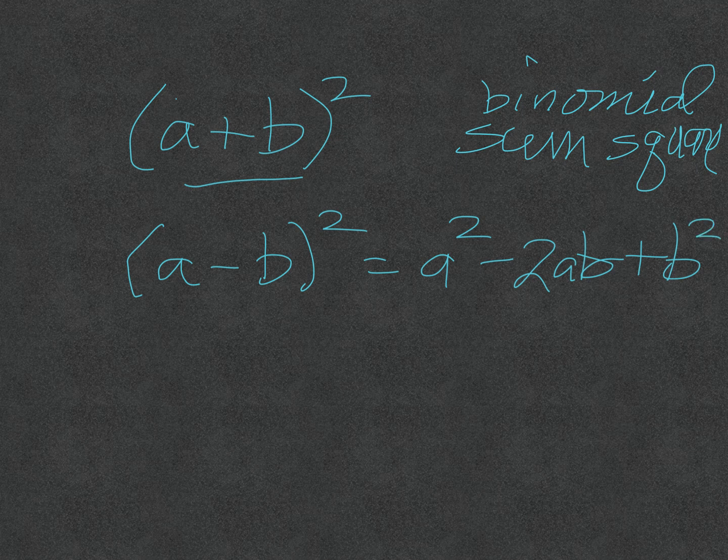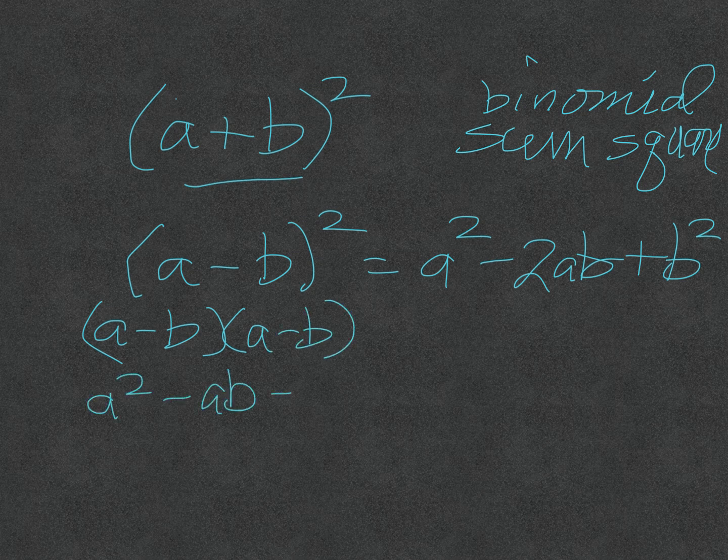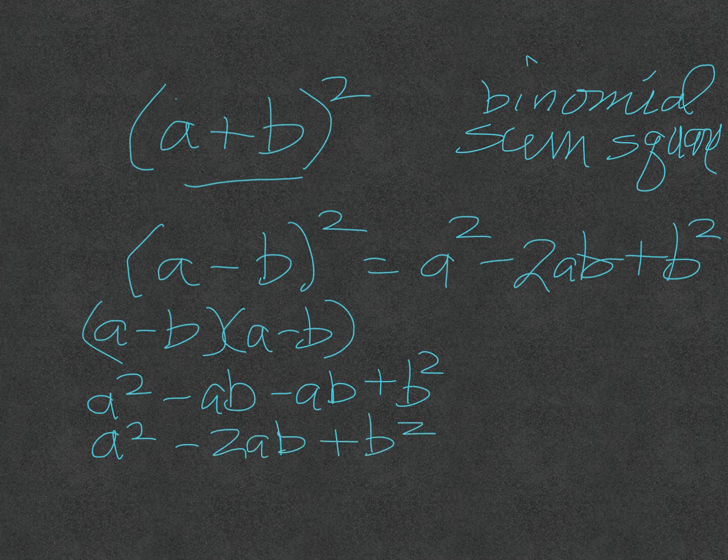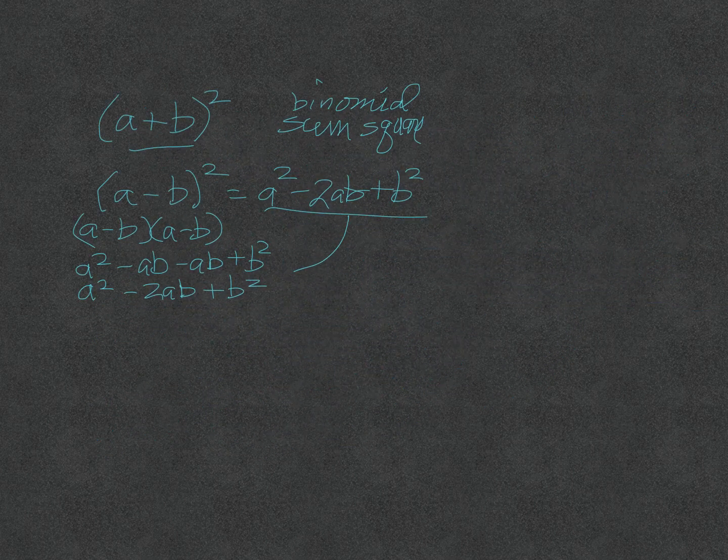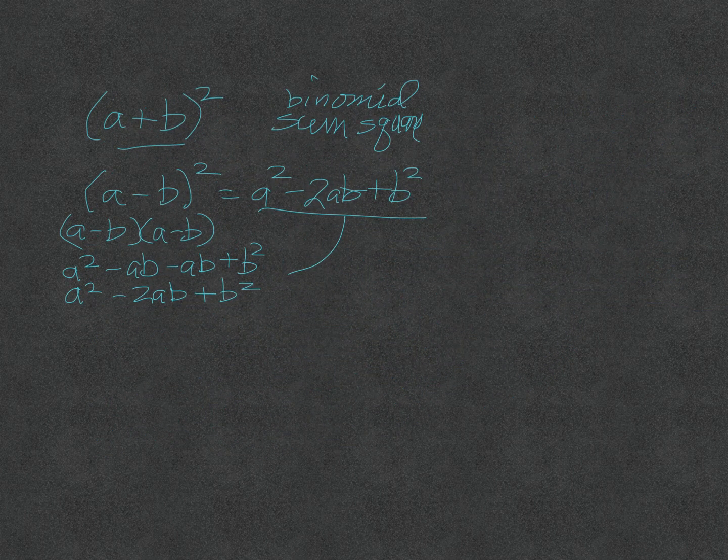That's the formula. Why do you get that? Well, a minus b times a minus b is equal to a squared minus ab minus ab plus b squared. And that's a squared minus 2ab plus b squared. So now we know that the formula makes sense, and we have to practice with the memorized formula.